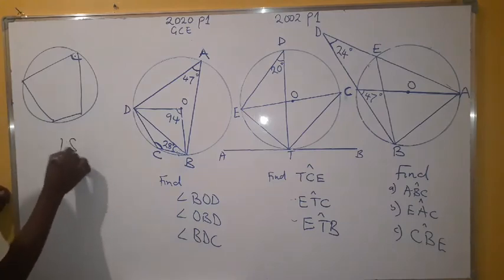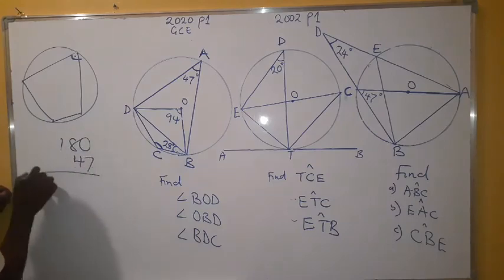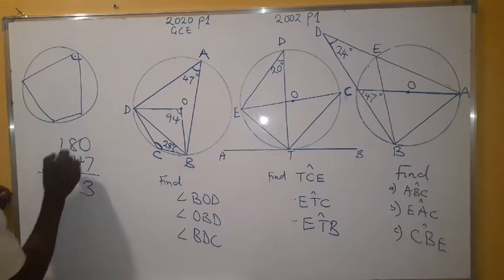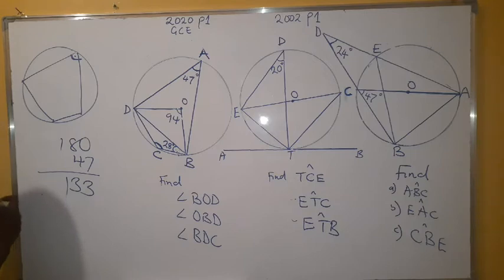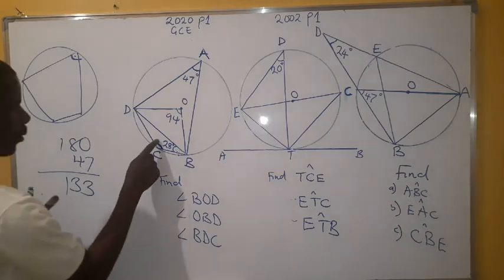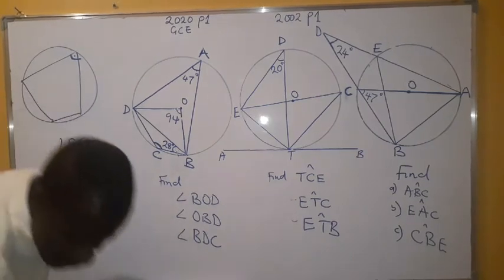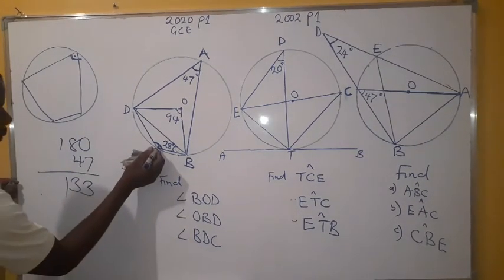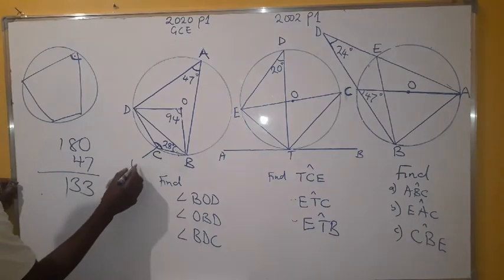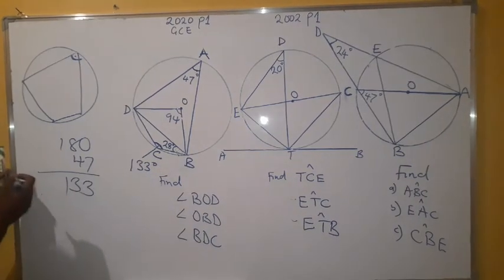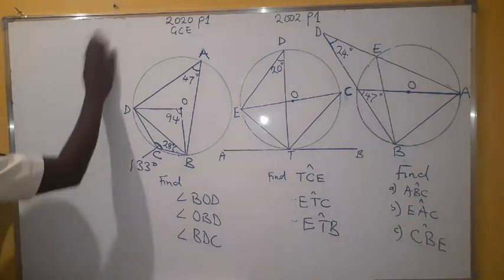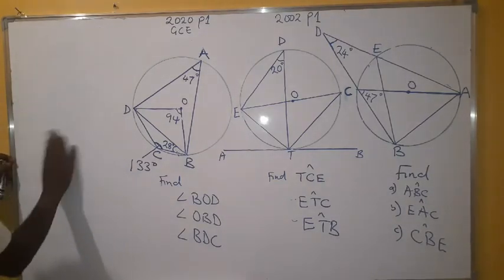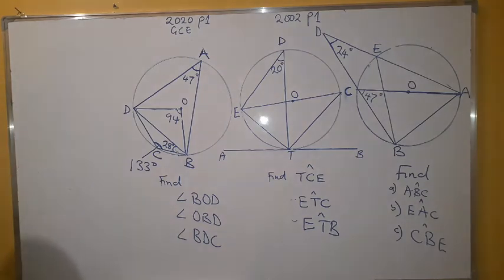So we're going to say 180 minus 47. What do I get? This is going to be 133. Am I right? Okay, this is what I'm going to get here. So this angle here is 133 degrees. Okay? I hope you are following me. So I said I will work with what I have.